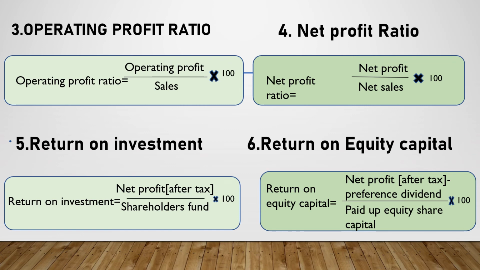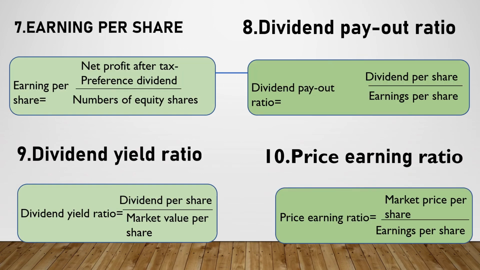Fifth, net return on investment. Return on investment is equal to net profit after tax divided by shareholders' fund into 100. Sixth is return on equity capital. Return on equity capital is calculated by net profit after tax minus preference dividend divided by paid up equity share capital into 100. Seventh is earnings per share. It is calculated by net profit after tax minus preference dividend divided by number of equity shares.